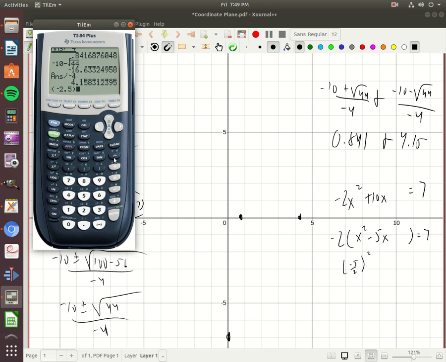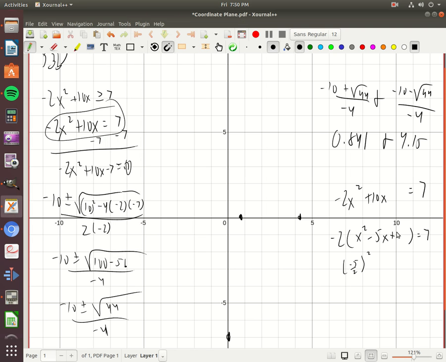You can see I made a mess of this. Squared is going to equal positive 6.25. So I'm going to add 6.25 here. But again, everything in here is times negative 2. So I'm actually subtracting 13.5.